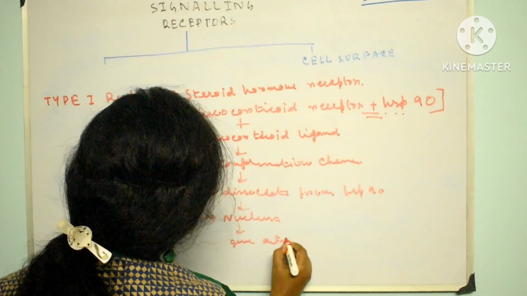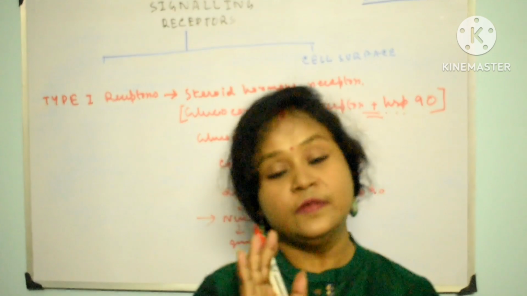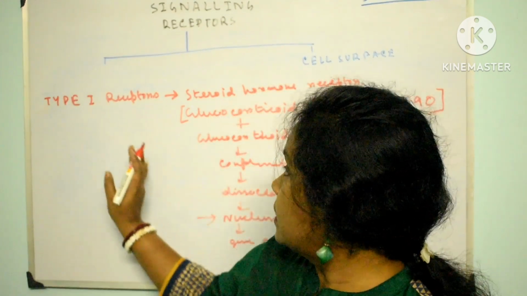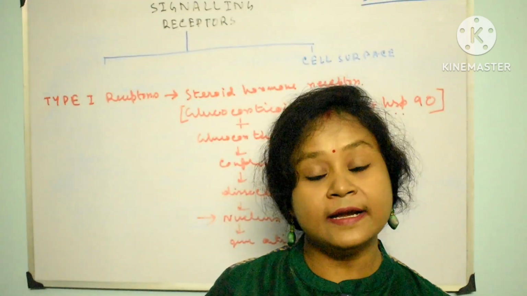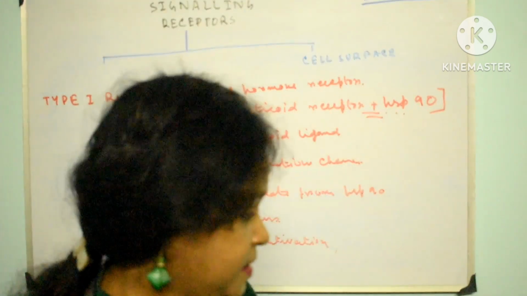Gene activation occurs at the glucocorticoid response element. So this is all about type 1 receptor with one example. Now let's concentrate on type 2 receptor.